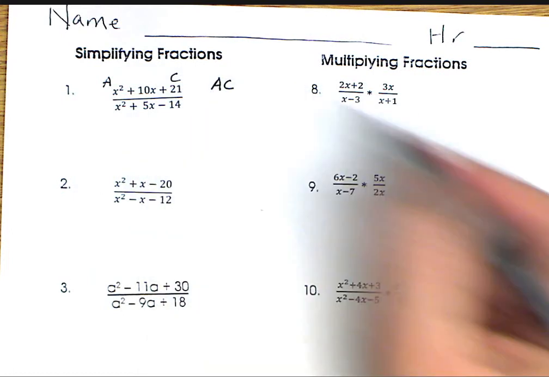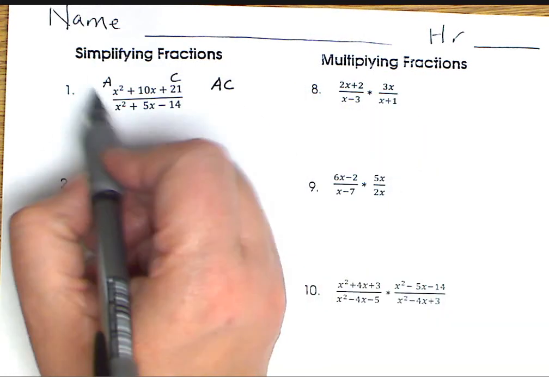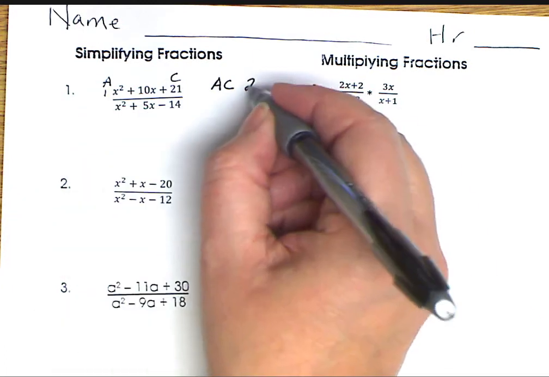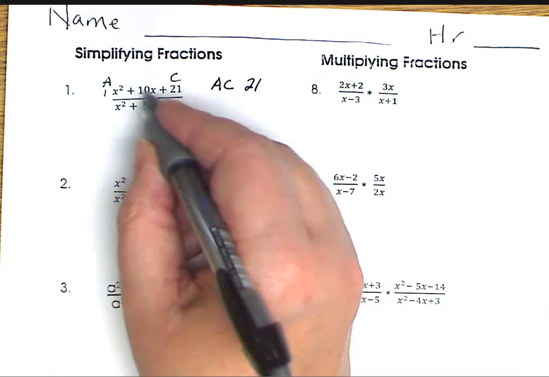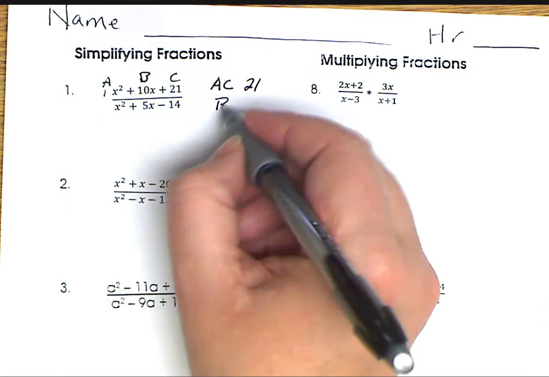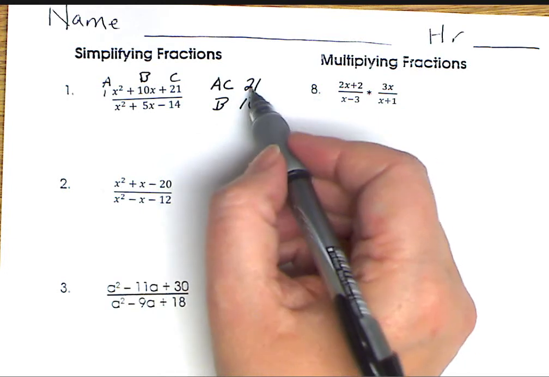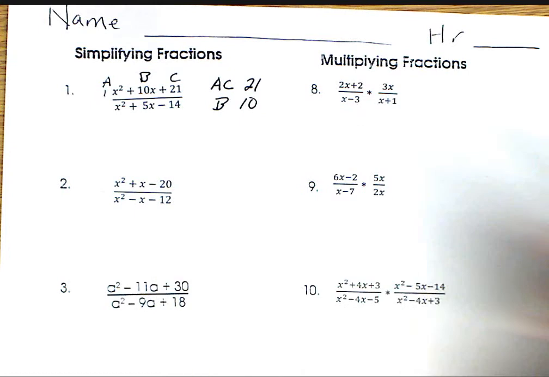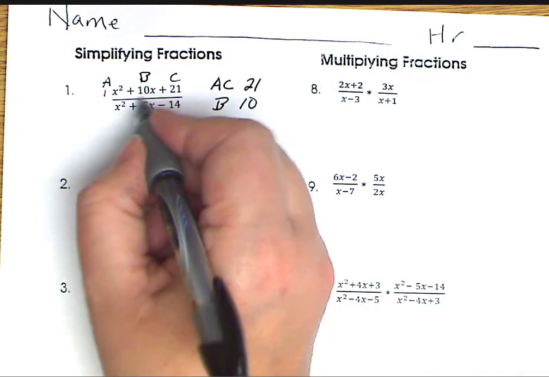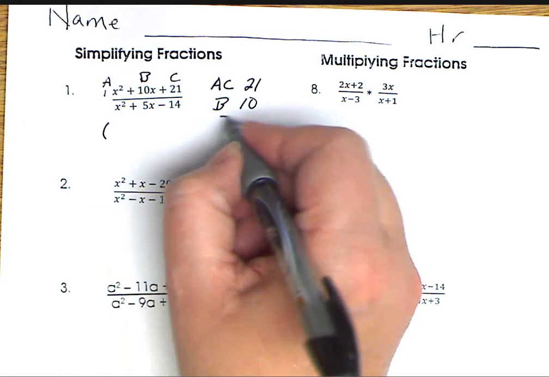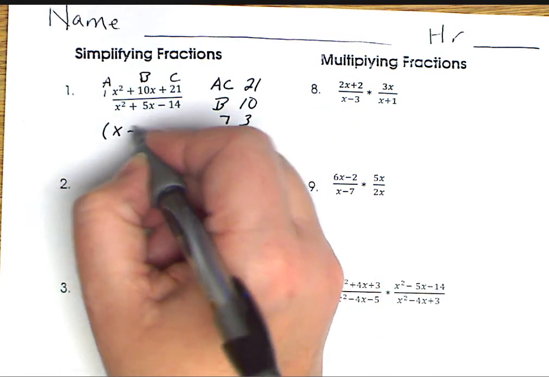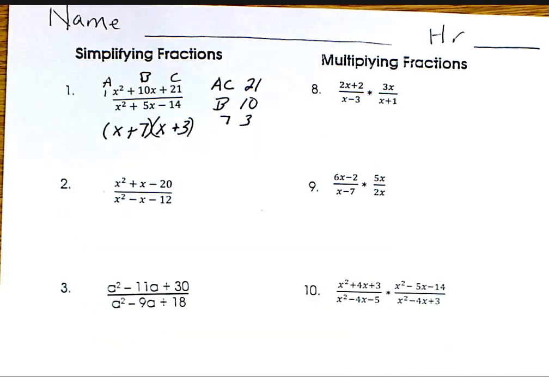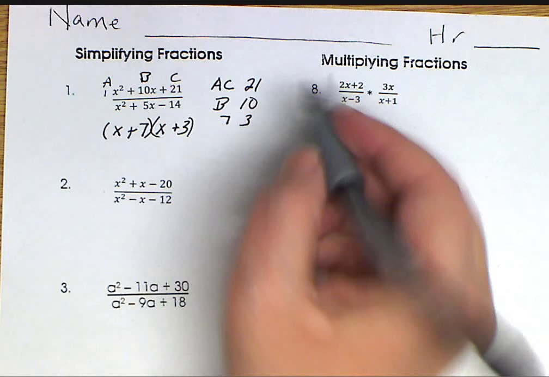So AC, A is 1, C is 21, so A times C is 21. We're looking for something that is B, B is 10, so we're looking for two numbers that multiply together that gives me 21, that adds to give me 10. It's 7 and 3. So the top will be x plus 7 and x plus 3. So this is our top.